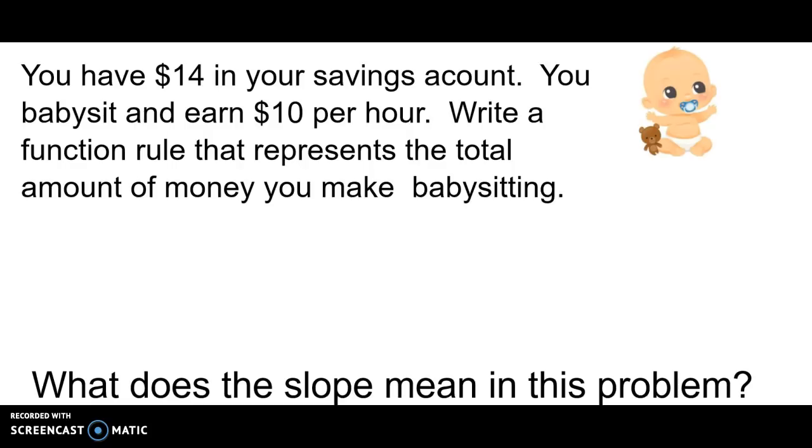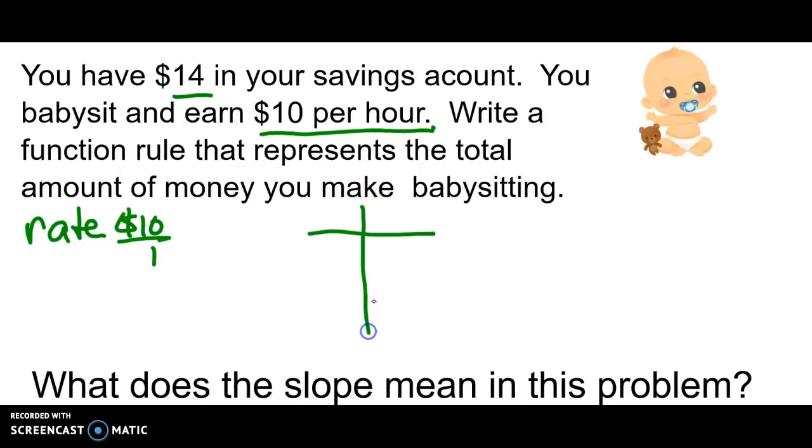So if we want to look for what it is that is changing, that is your rate. If you look here, you have $14 in your savings account and you babysit and earn $10 per hour. That's your rate, $10 in 1 hour. If I'm not sure how to start this, I can create a table. So if you think about it, your hours are what you're inputting, it's what you're changing, and then the amount of money you have is what you end up with.